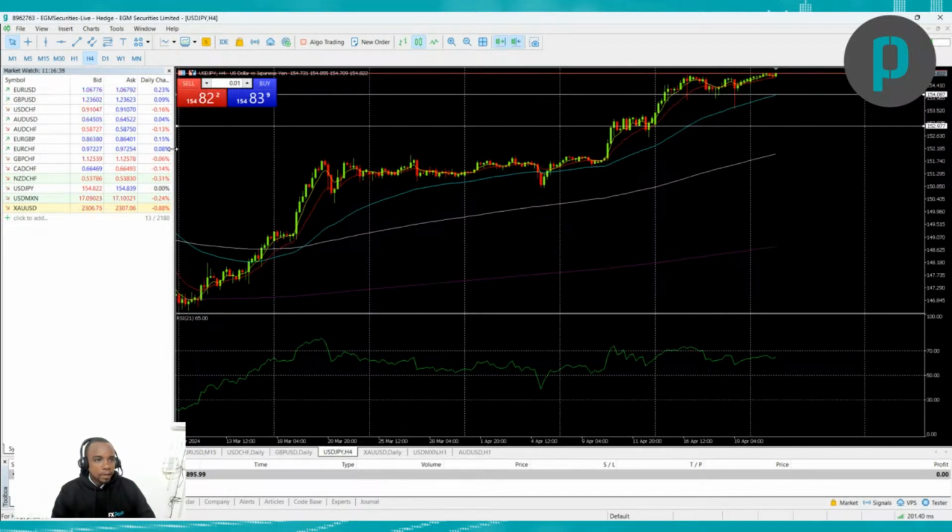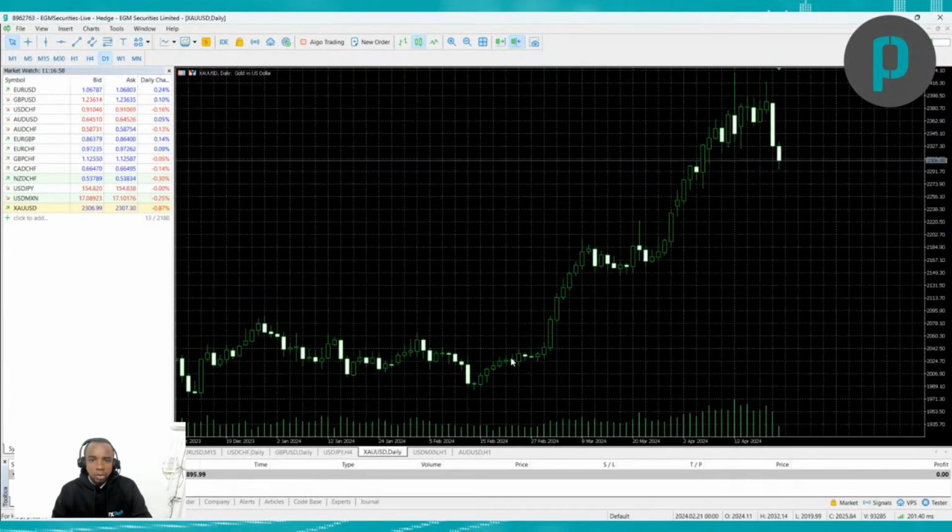Yeah, so if I were to map it, then this is what I would be interested in, a further push up on this particular asset. So that is USD JPY. So let's look at gold.